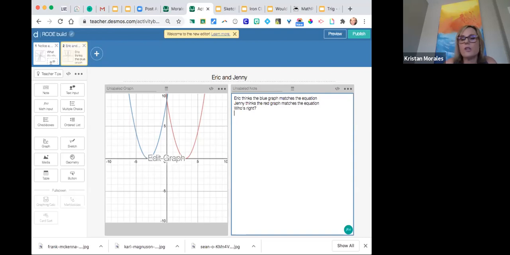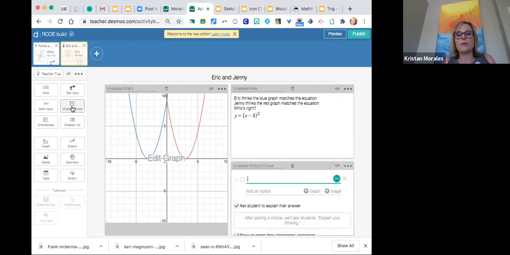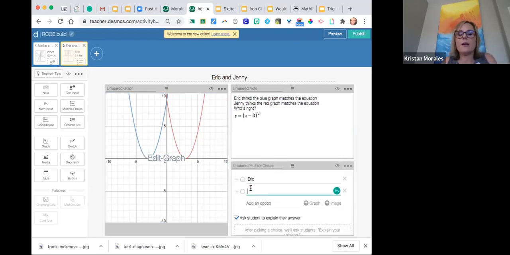And now I can put the equation in, but they're down at the bottom in the note, there's a place for you to put an equation. And I could say my equation is y equals x minus 3 squared. Okay, so now I have the graph, I have my instructions in the note, and then I can add, I wanted this to be multiple choice, or basically choose Eric or Jenny. So that's where I can hit a multiple choice, and my first selection is gonna be Eric, and then Jenny. And the person whose graph was correct was Jenny, so I can mark Jenny as correct because it is the red graph that matches that equation, right?